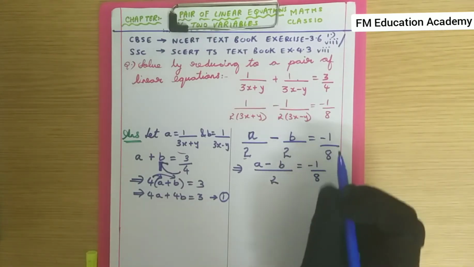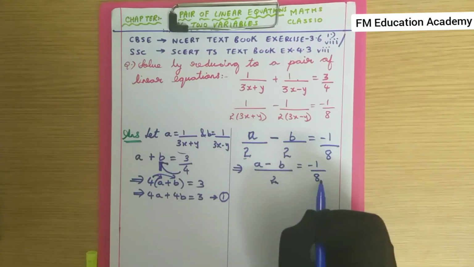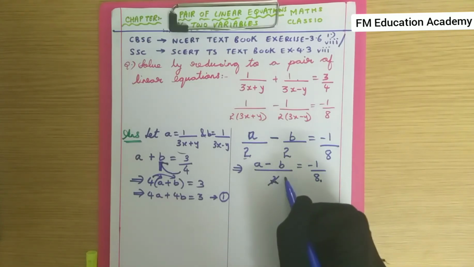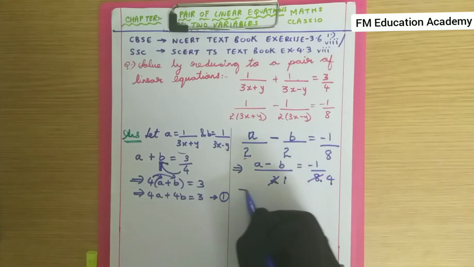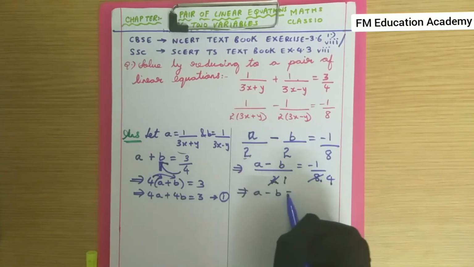Now what can I do here? I have 2 in the denominator here, and I have 8 in the denominator here also. So I can cancel these denominators. 2 1s are 2, 2 4s are 8. Okay, so a minus b is equal to minus 1 by 4, I got.